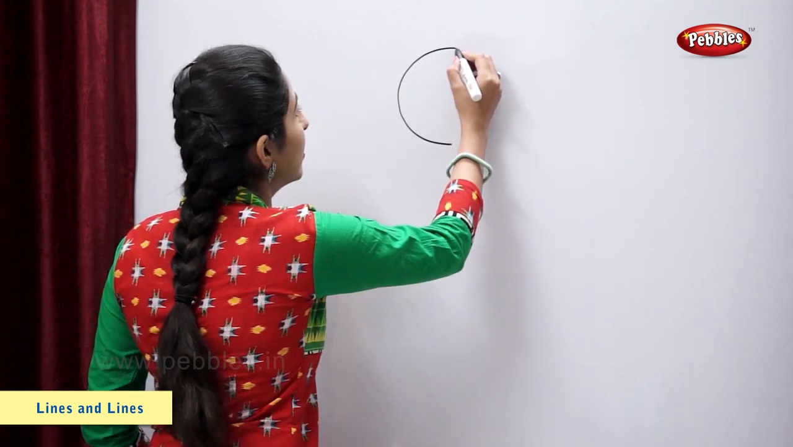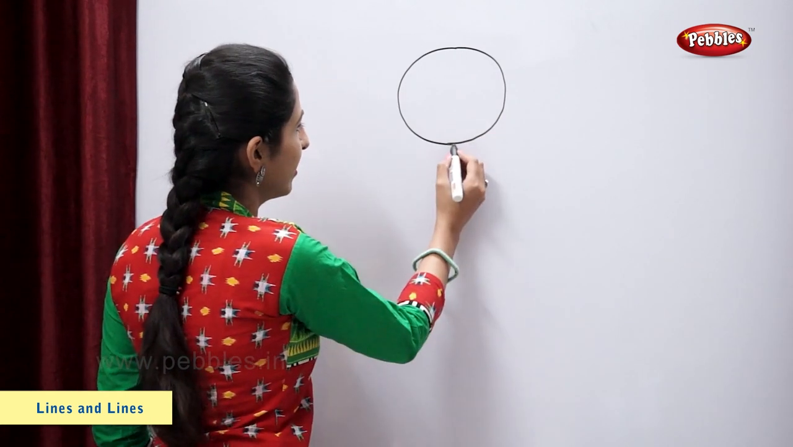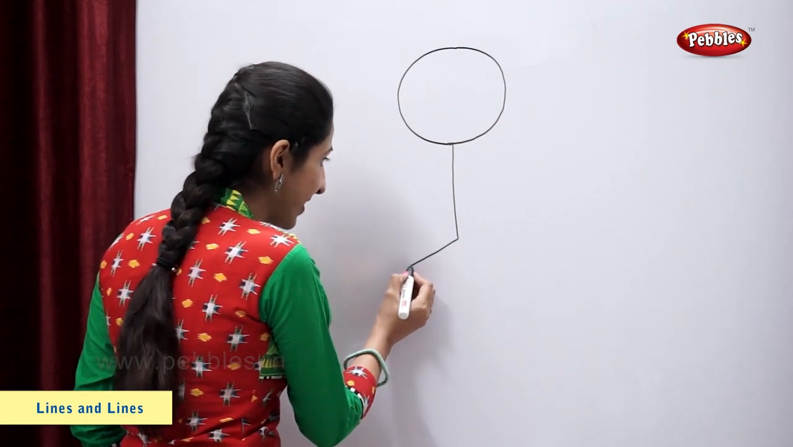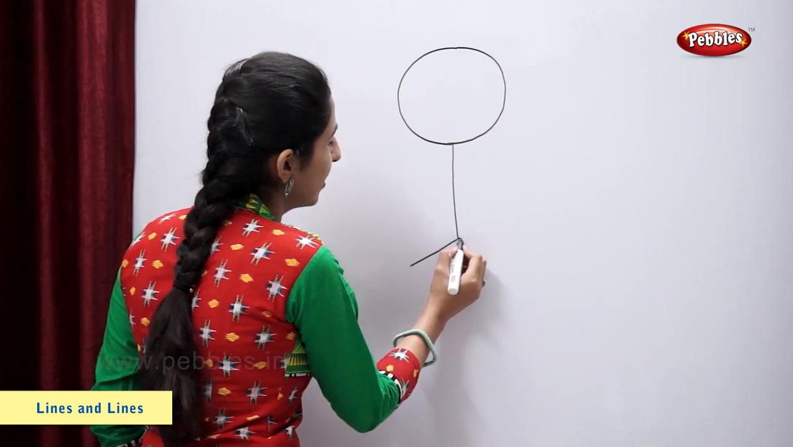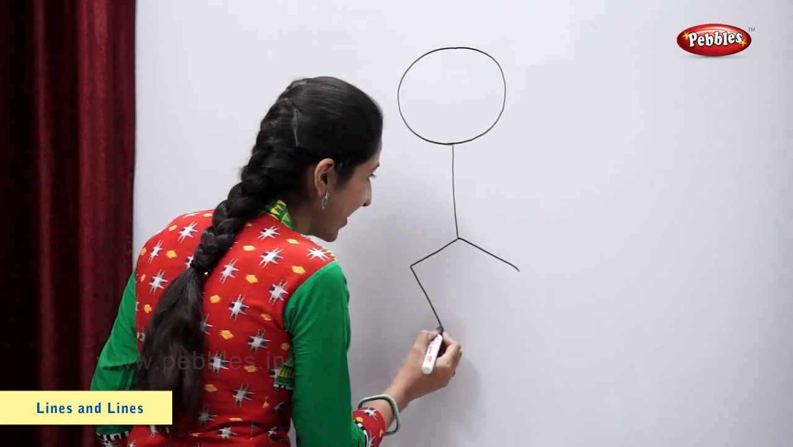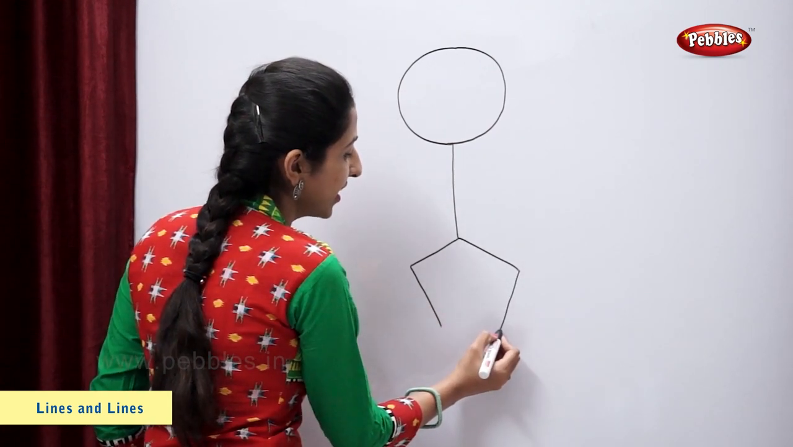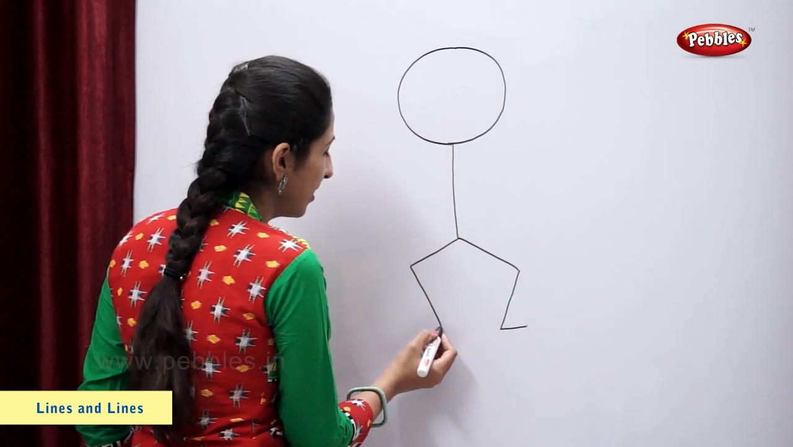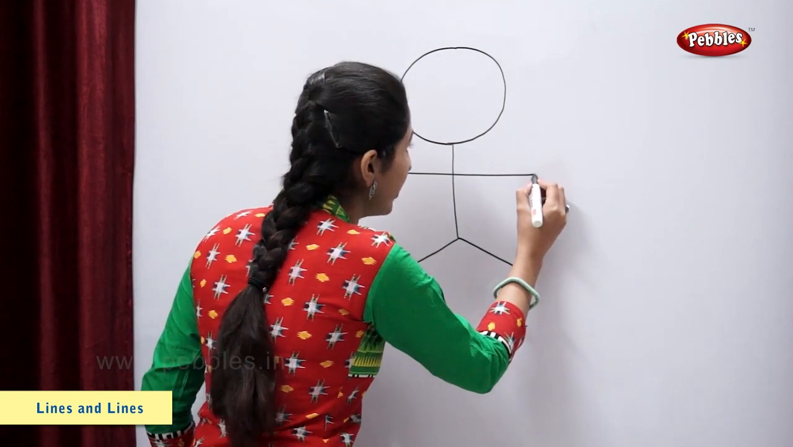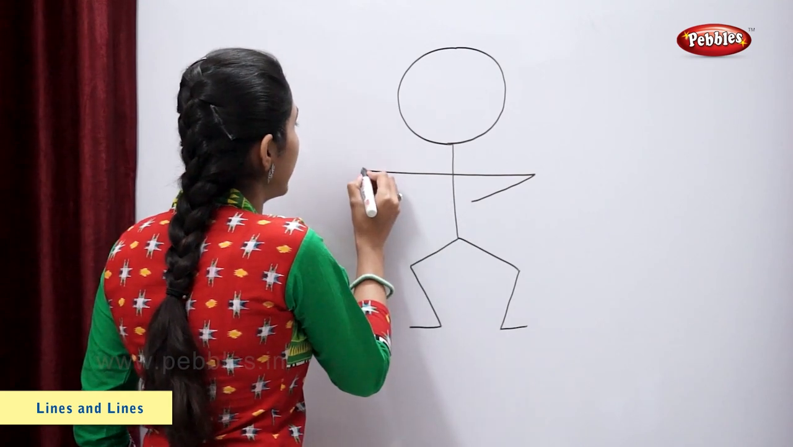A curve, another curve, standing line, a slanting line, another slanting line, one more sleeping line, sleeping line, one more sleeping line, slanting line, and a standing line.